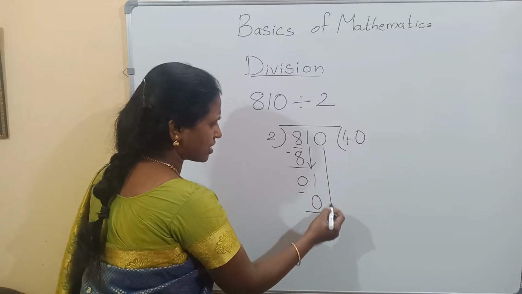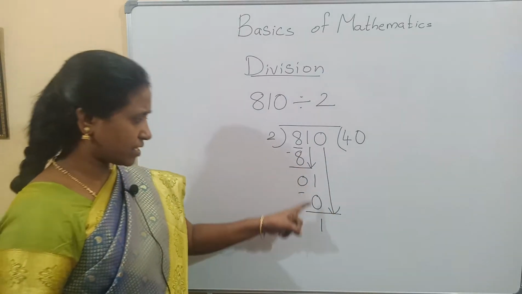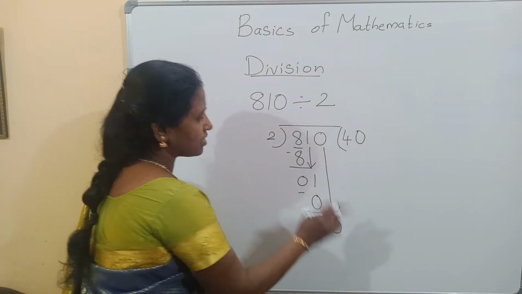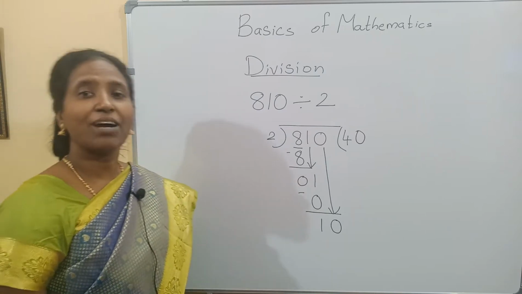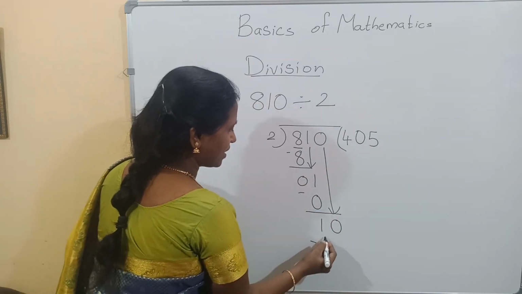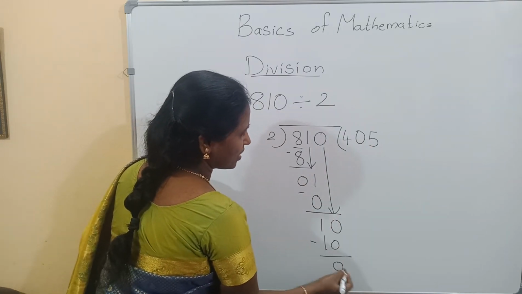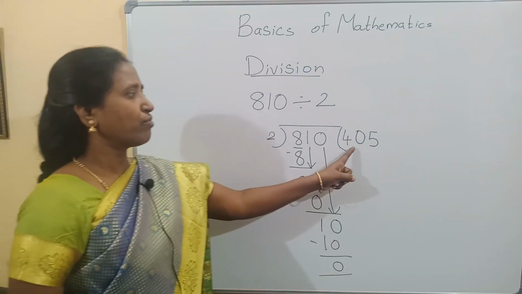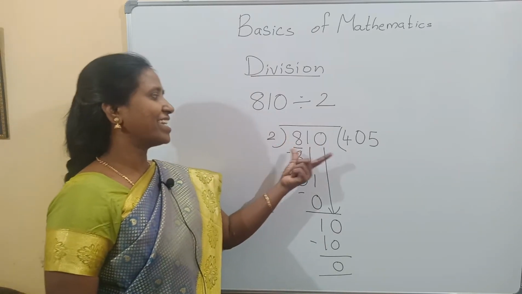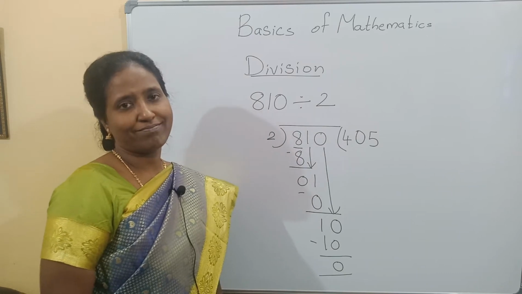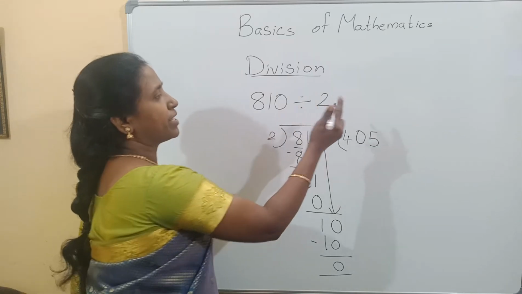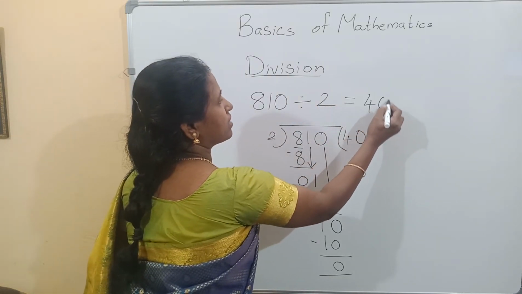This is where generally children get confused. So when this number is there, you have to put the 0. Now the 0 comes. Now this is 10. So now does 10 come in 2 table? Of course it does. That is 2 5s are 10. So here the quotient is 405 and the remainder is 0. That means 810 is completely divisible by 2. Now how we write the answer for this question is: 810 divided by 2 is equal to 405.